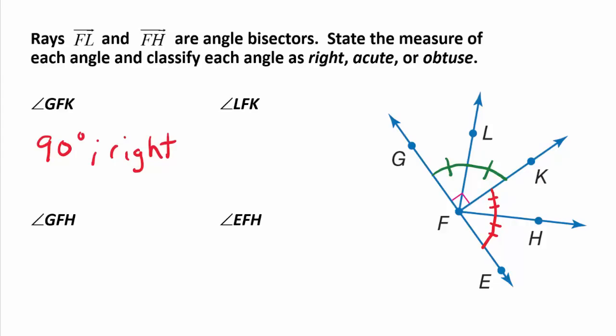The next one, LFK, I'm going to highlight LFK, is the angle we need to look at next. Now we just said that the big angle, GFK, was 90 degrees. And if that is an angle bisector, that means it's cut in half. So I can write this angle, half of 90 is 45 degrees. This one also is going to be 45 degrees. So LFK would be 45 degrees, and by definition, that's going to be an acute angle.